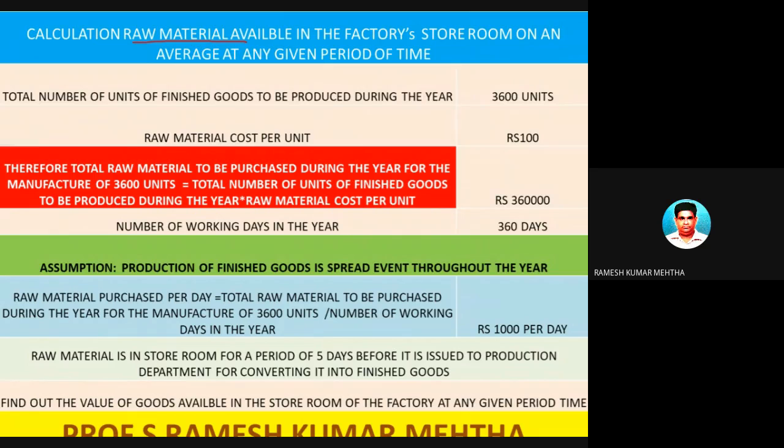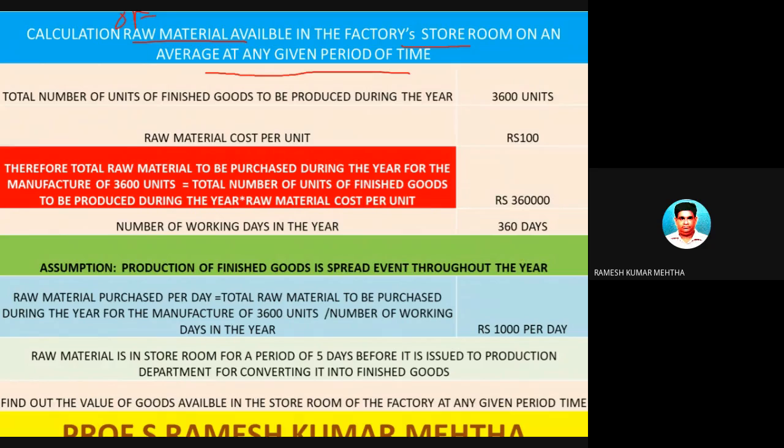The first point is calculation of raw material available in the factory storeroom. Whenever you go into the factory as an owner, you will find raw material lying idle in the storeroom at any given period of time. For example, if the Tata Motors owner goes into his storeroom, there is a huge amount of raw material or inventory lying idle, and he wants to know the value of this inventory.